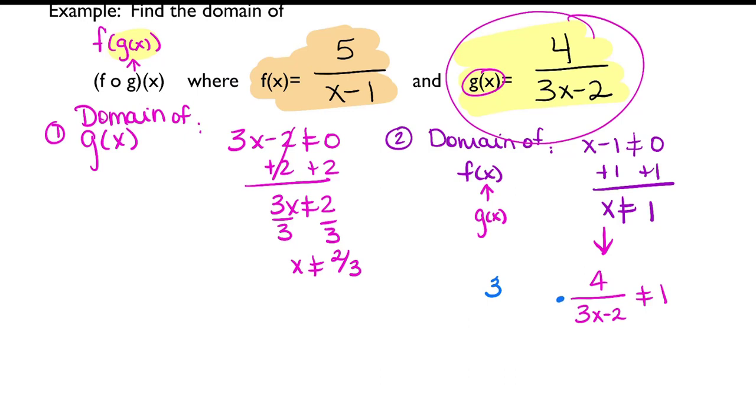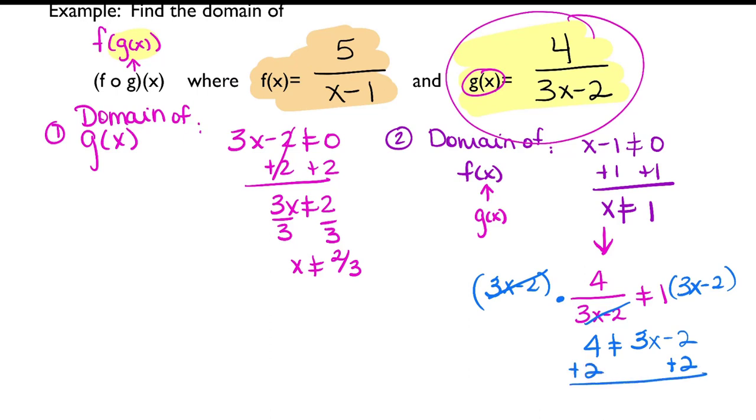So what we do is to get rid of, well, the x is kind of stuck in the denominator. So to undo that, we're going to multiply both sides by 3x minus 2. And what you do to one side, you do to the other. And what happens here is 3x minus 2's cancel, and that leaves 4. 4 cannot equal 1 times 3x minus 2, which is just 3x minus 2. Then we're going to add 2 to both sides, and we'll get 6 can't equal 3x.